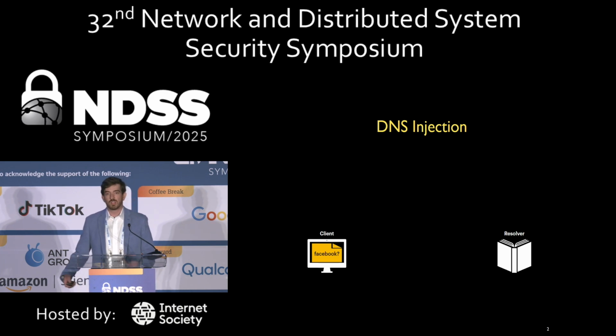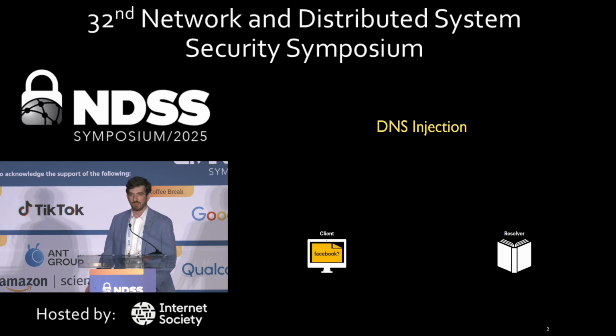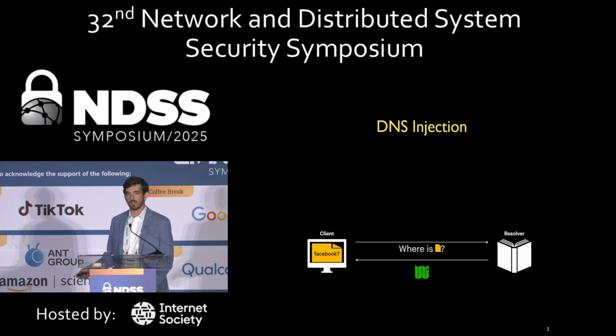So to get started, we'll go over a little bit of background on DNS and then a common censorship technique known as DNS injection. To start, if a client wants to access a website like Facebook, the first thing they need to do is get the IP address associated with that website. To do that, they're going to make a query to a resolver asking, hey, where can I find Facebook? The resolver will then respond with the IP address associated with that domain, and the client can go on to connect to that host directly.